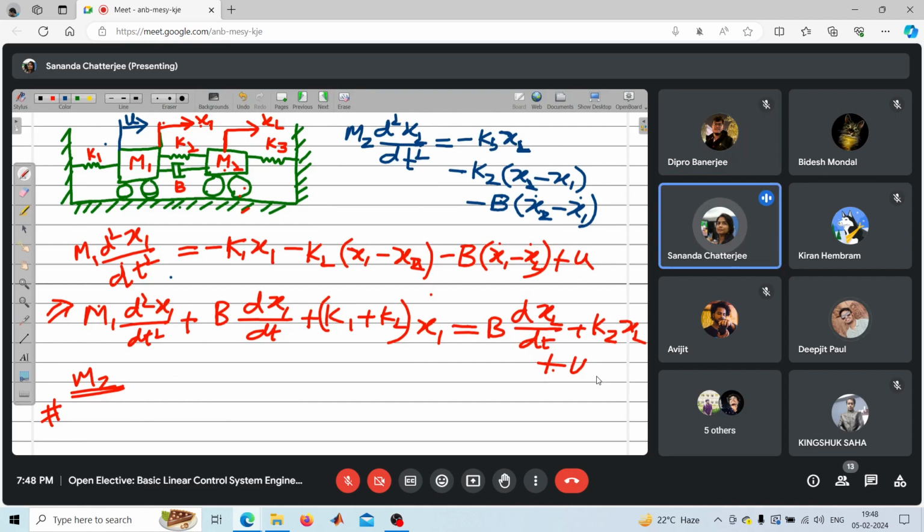On which dynamic parameter, position, velocity, acceleration, will this stored energy depend? The displacement. Yes, so half k into x square. So in case of k1, the energy stored is half k1 into x1 square. In case of k3, it is half k3 into x2 square. And the energy stored in K2 is half K2 into x1 minus x2 square.